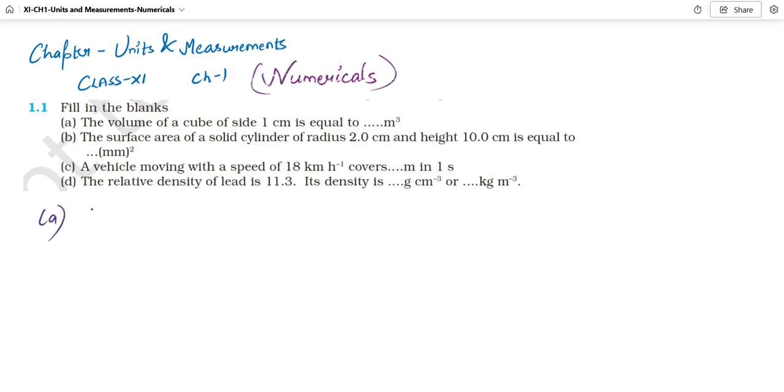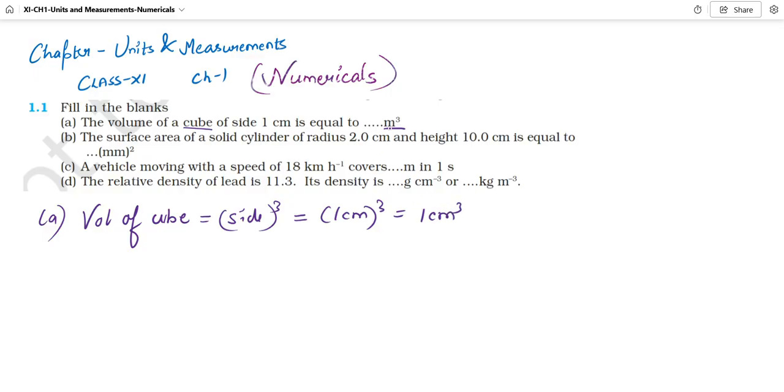In part A, they are saying volume of cube. So class, what's the formula of volume of cube? The formula of volume of cube, as we have studied in our previous classes, is side whole cube, right? So that makes our answer 1 centimeter whole cube, 1 centimeter cube. But what's the problem? They are demanding the answer in meter cube, so we need to convert this centimeter into meter. Now what's the process for that? We know that 1 centimeter is equal to 1 upon 100 meter. That means 10 power minus 2 meter.